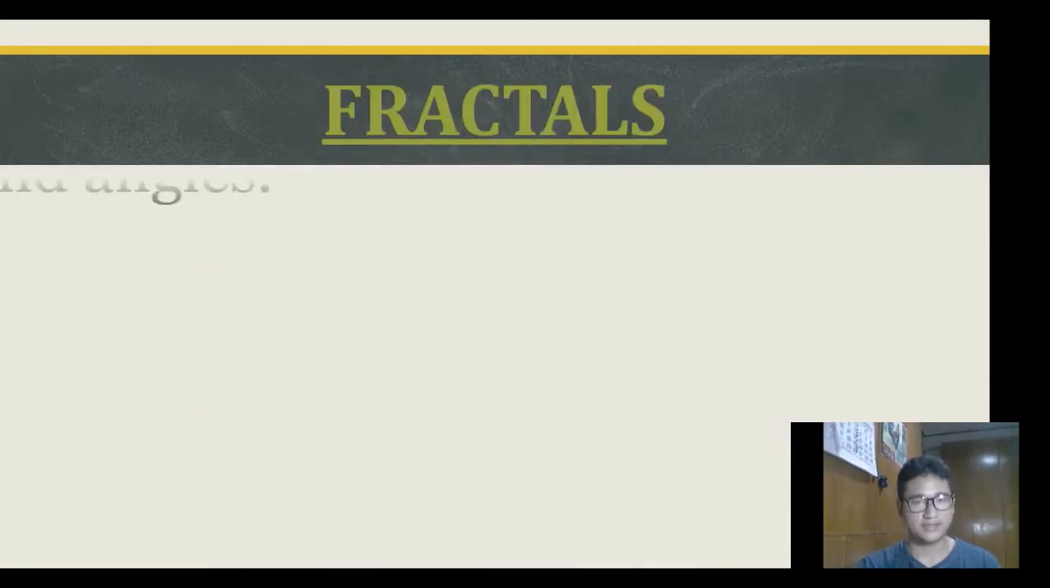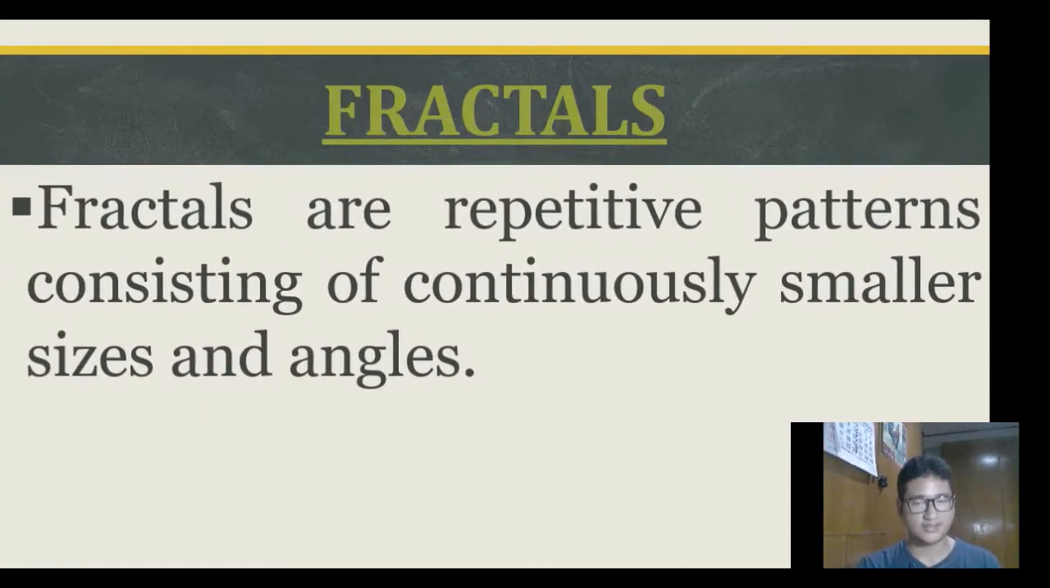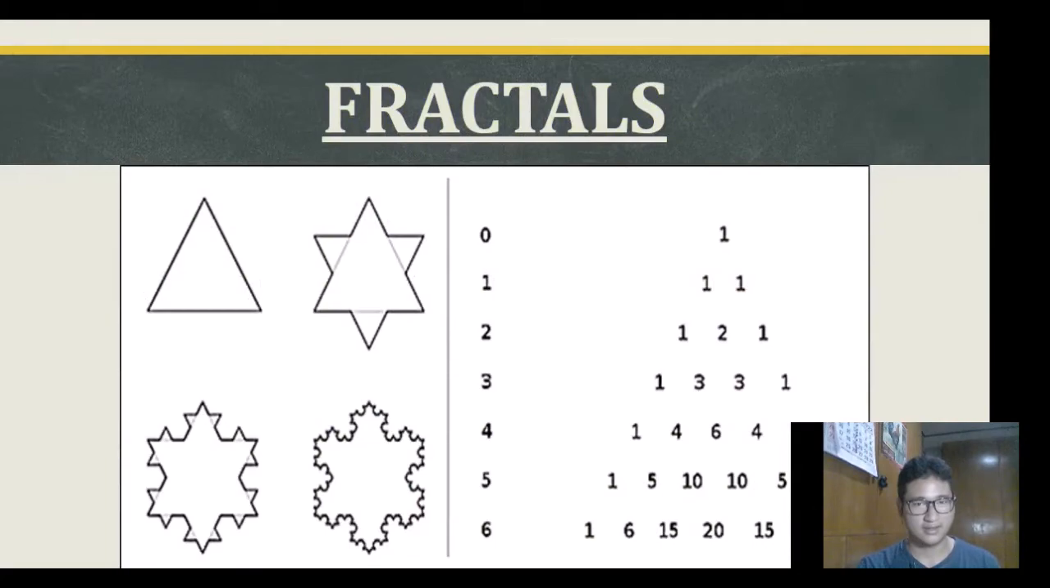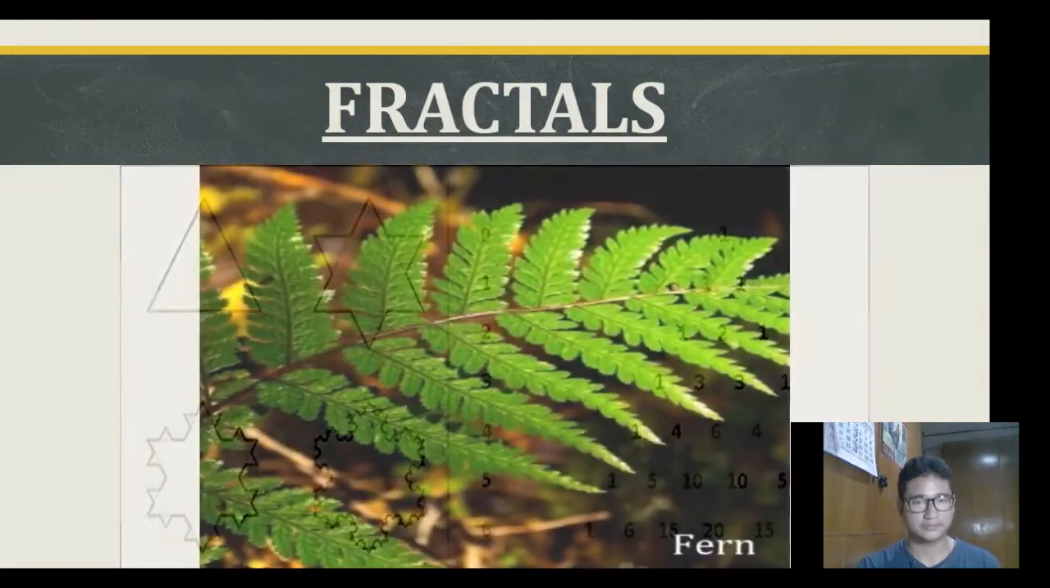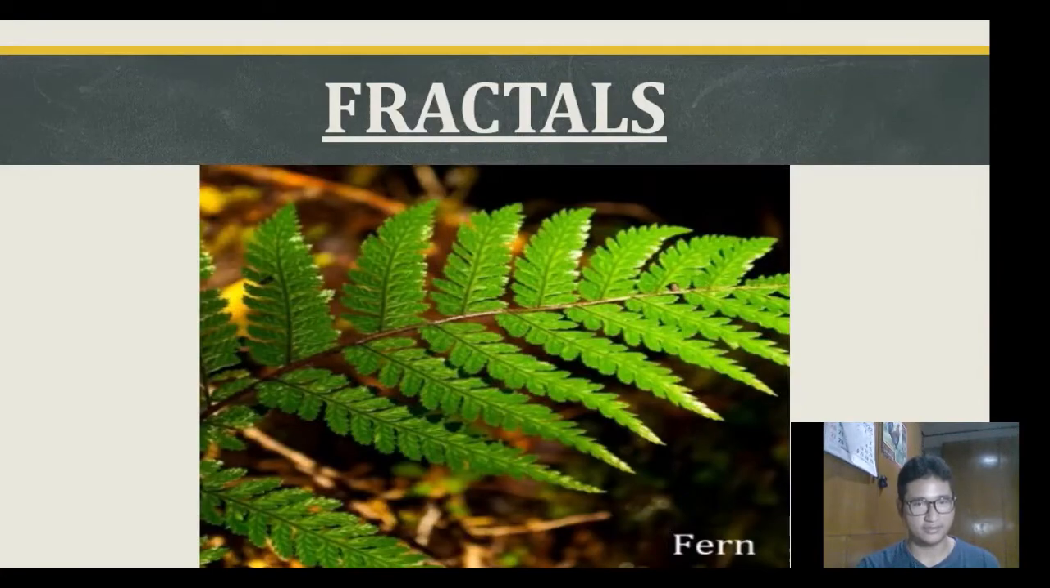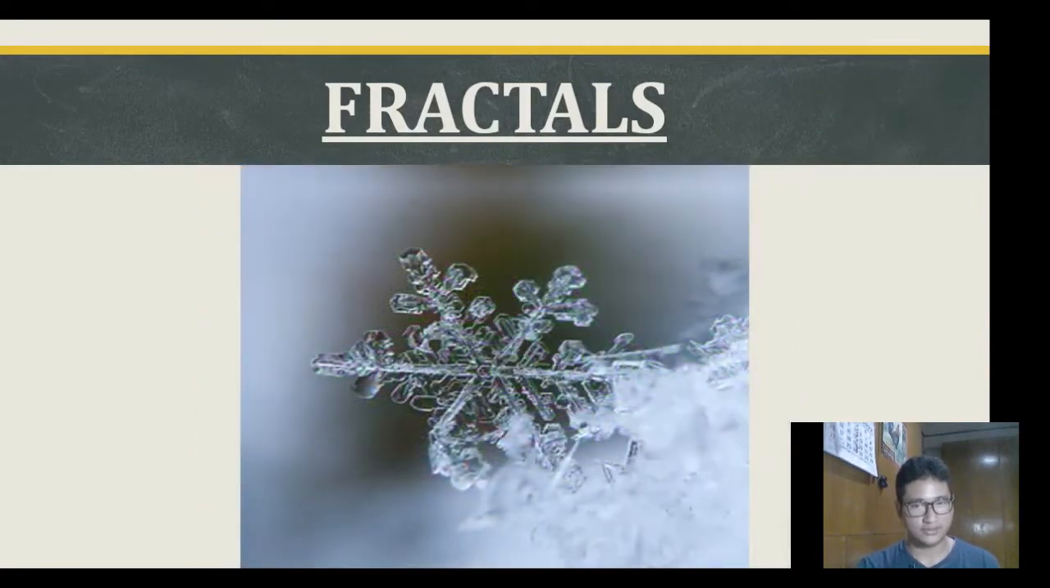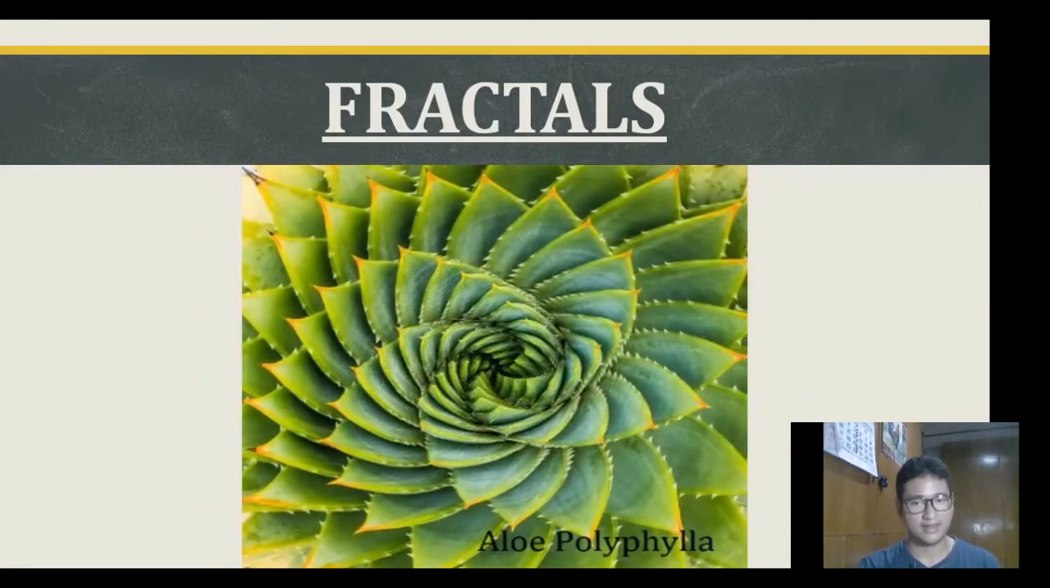Next, we have fractals. Fractals are repetitive patterns consisting of continuously smaller sizes and angles. An example of which is the Pascal triangle. Another is the fern. We also have the snowflake. And lastly, we have the aloe polyphylla, or the aloe plant.